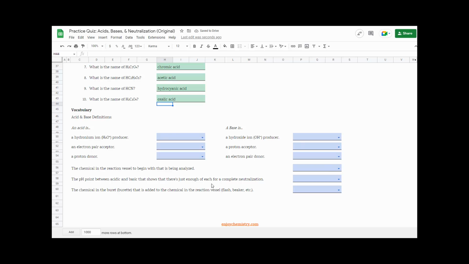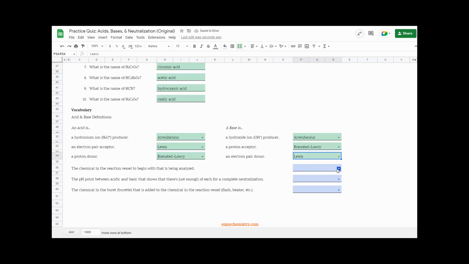Down below, these are going to move around. Please carefully read them, especially on the practice quiz versus the real quiz. A hydronium ion producer was Arrhenius. A hydroxide ion producer was Arrhenius. For the acid, a proton donor was Brønsted-Lowry. The proton acceptor was Brønsted-Lowry. The electron pair acceptor was Lewis for the acid, and the electron pair donor was Lewis for the base.